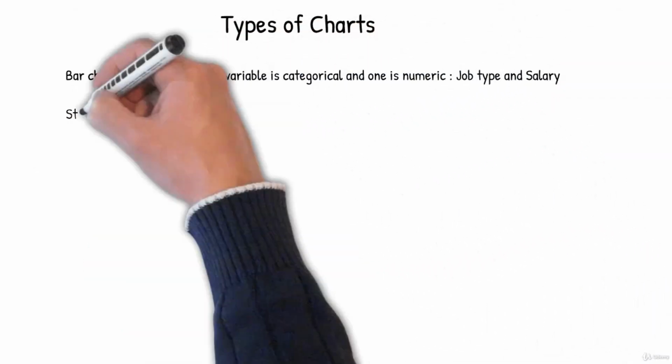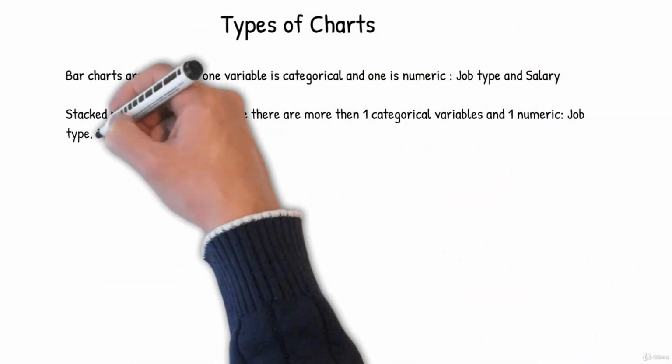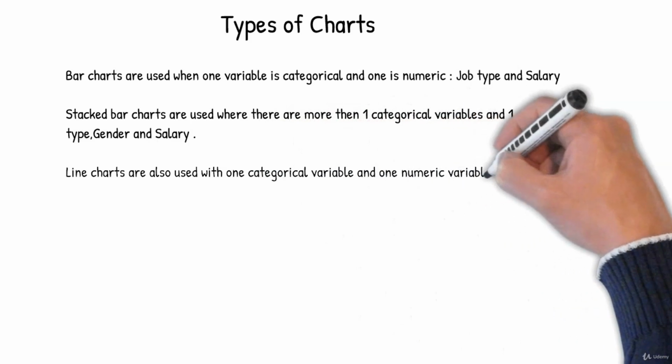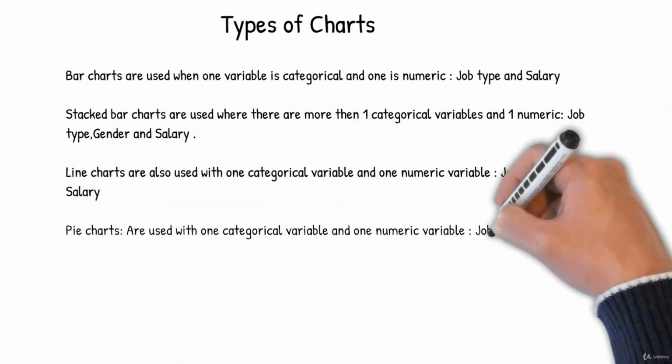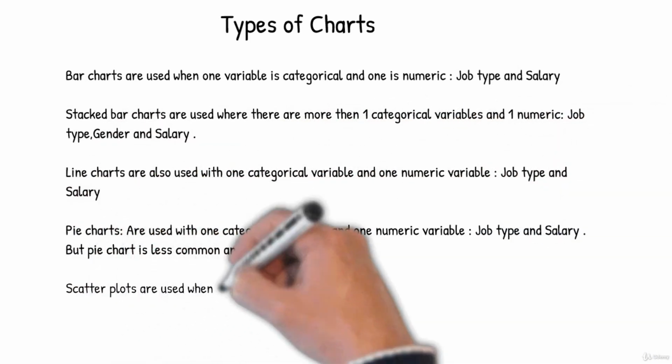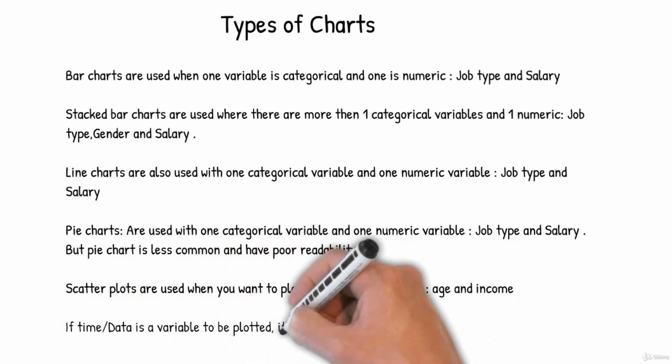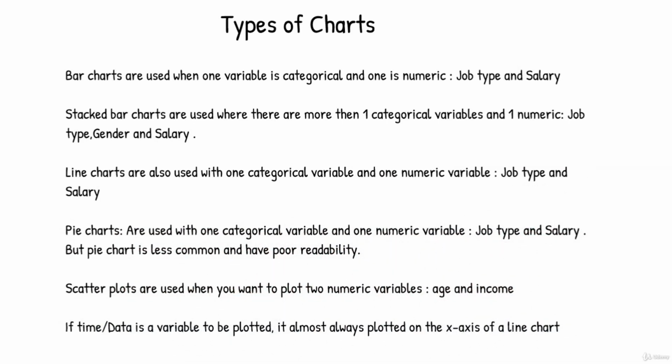Now on the Excel, we have different kinds of chart. The first and the most common is the bar chart, and these should be used when you have two variables. One is categorical and other is numeric. For example, job type and salary. Job type is categorical and salary is numeric. The second is the stacked bar chart.